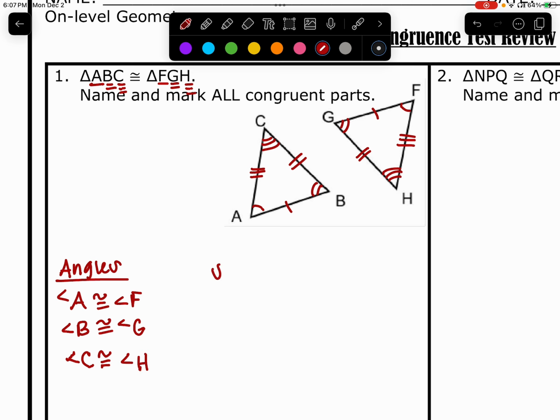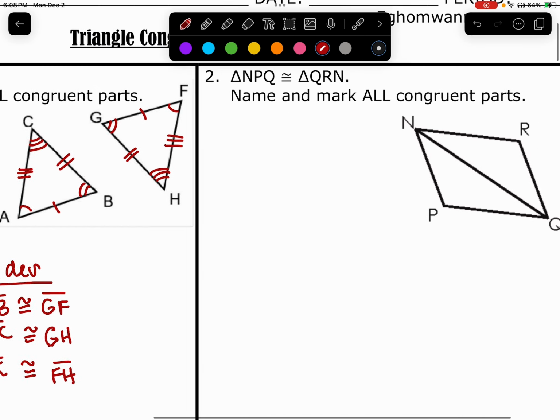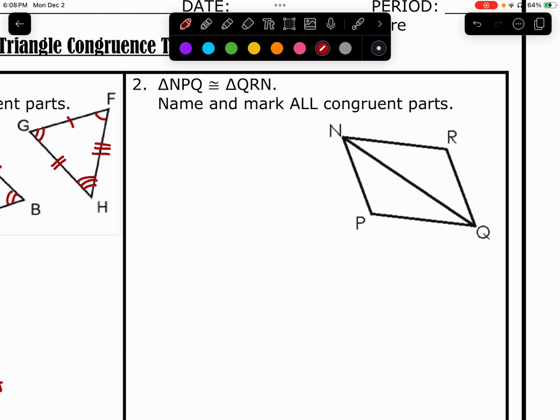For the sides, we have side AB is congruent to side GF. Side BC is congruent to side GH. And then side AC is congruent to side FH. Go ahead and try number two.